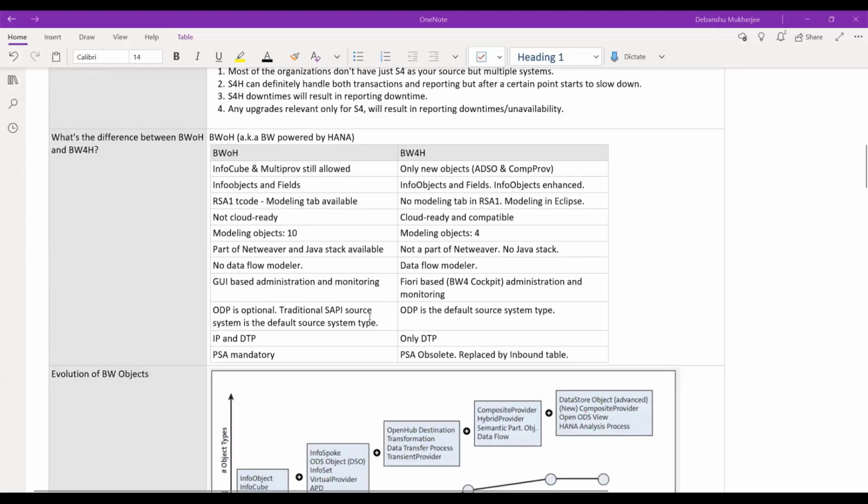So these are some of the salient features or salient differences rather, which you have to keep in mind when you decide whether BW4HANA is required or you want to go there or still you are not ready.